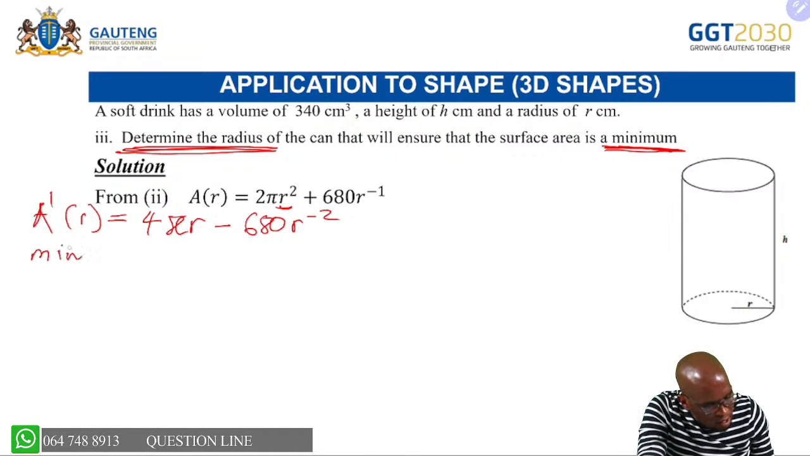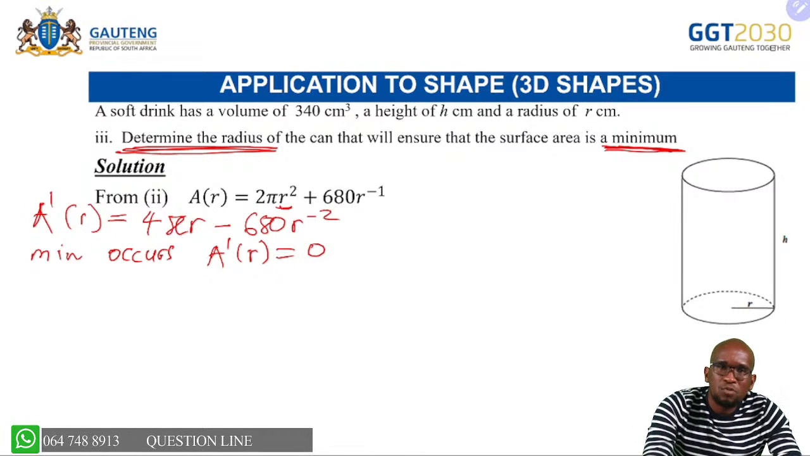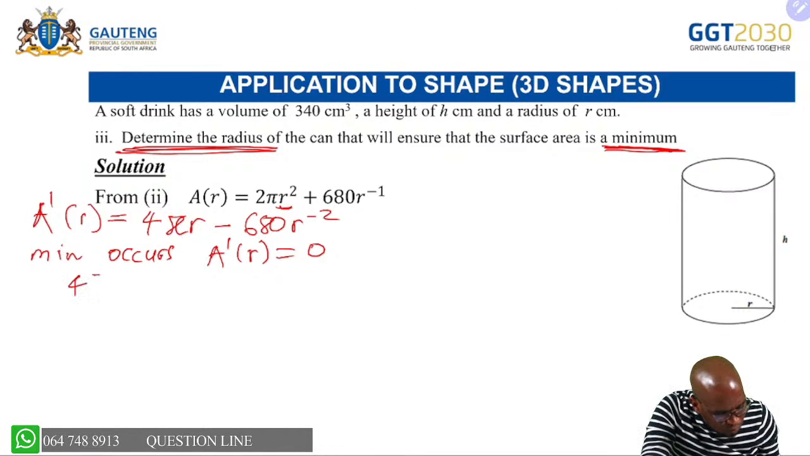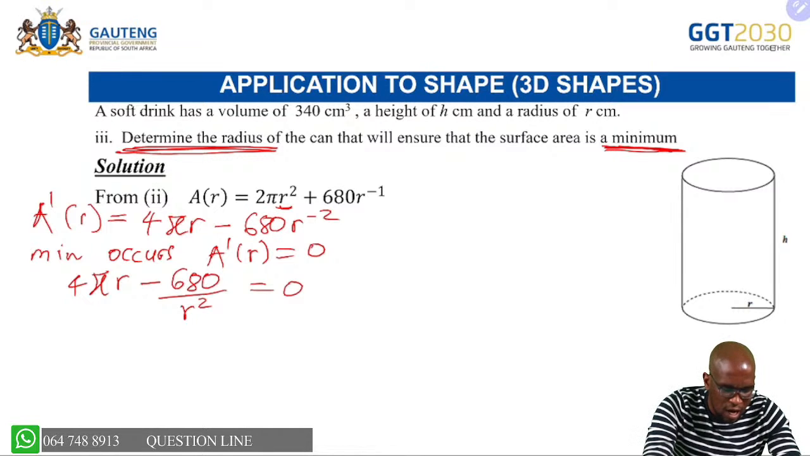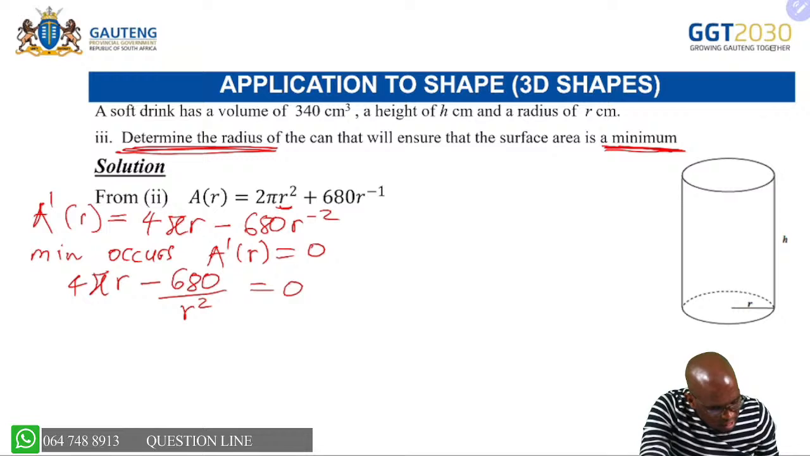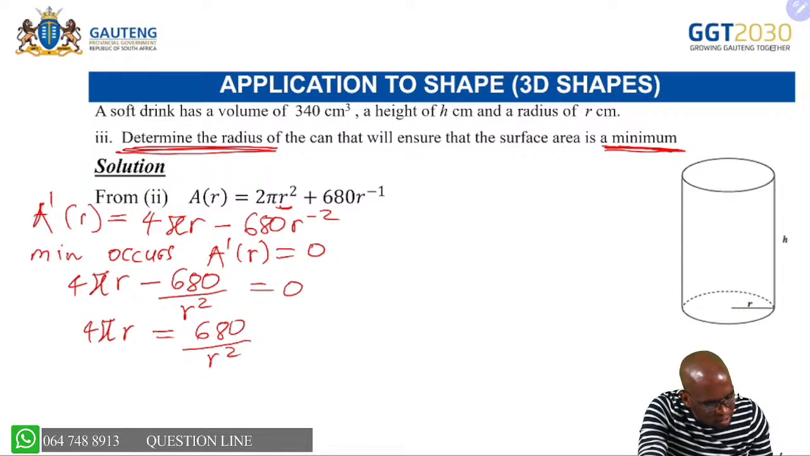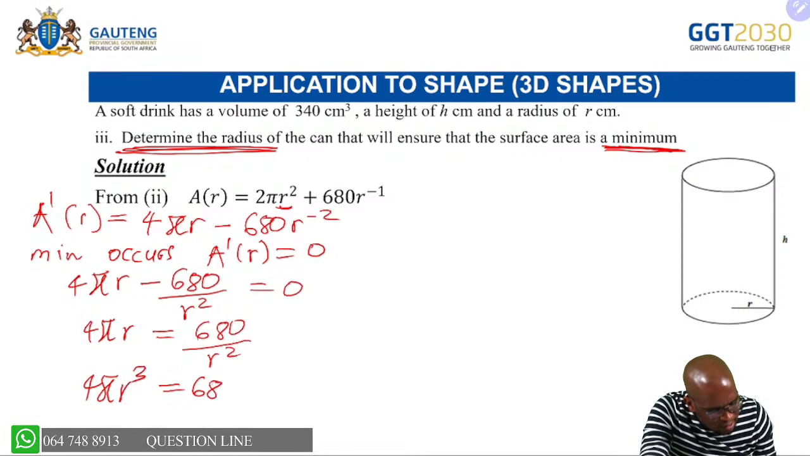Remember, minimum value occurs when A prime of r is equal to 0. It occurs when the derivative with respect to r is equal to 0, which means that we'll now have 4 pi r minus 680 over r squared is equal to 0. I used the inverse law again on the r to the minus 2. Now I can transpose the 680. I get 4 pi r is equal to 680 over r squared. Now I multiply both sides by the LCD, in this case the denominator r squared. I'll get that this is 4 pi r cubed is given by 680.